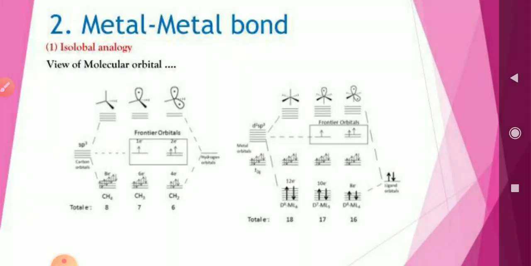Another example of the isolobal analogy is according to molecular orbital theory. This is the molecular orbital of CH4, CH3, and CH2. Here the 4e, 6e and 8e electrons are present in the p electrons and d electrons, and similarly for the d6 ML6, d7 ML5 and d8 ML4, having 18, 17 and 16 electrons.